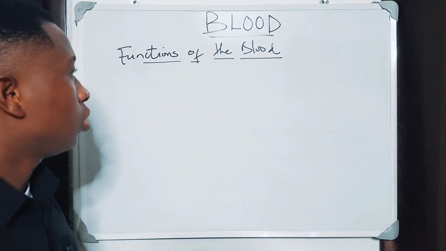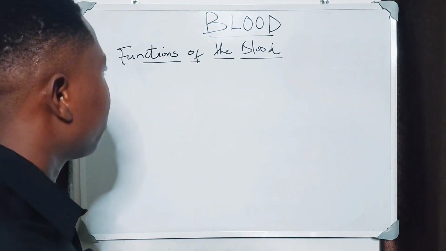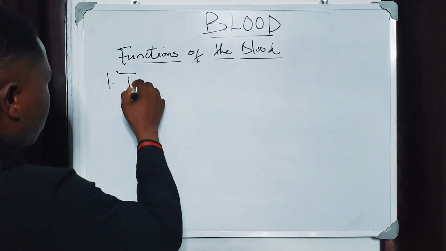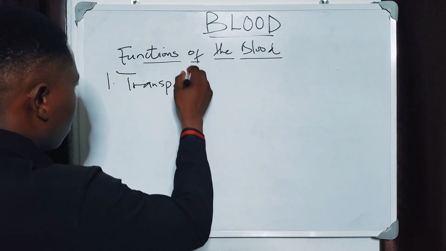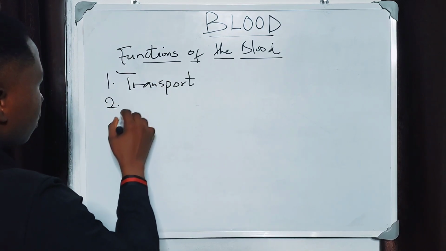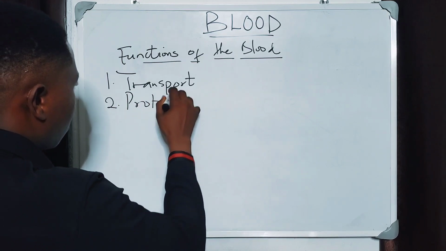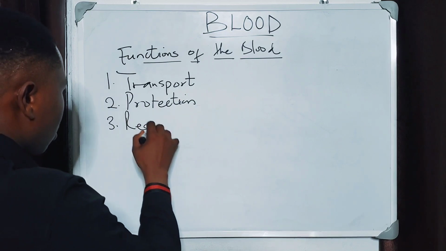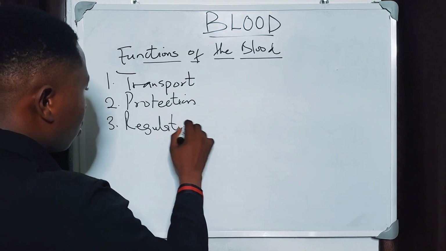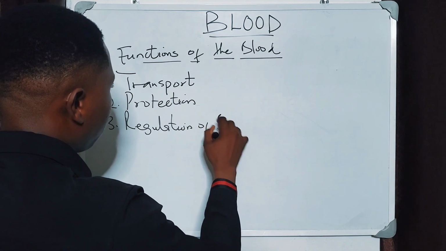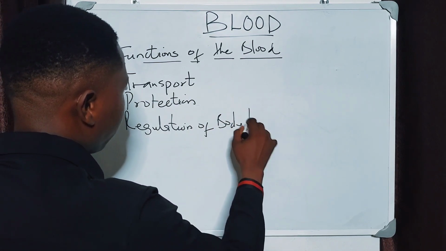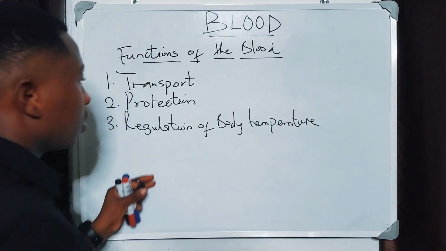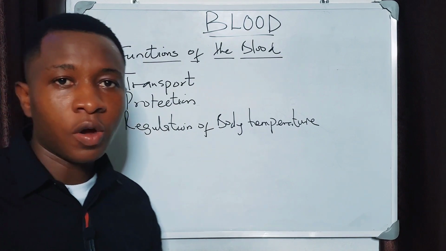Now, looking at the functions of the blood, it plays three major functions. The first is transportation. The second is protection. And the third is regulation of body temperature. So the blood plays these basic functions.